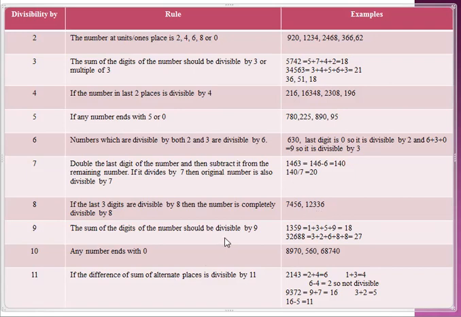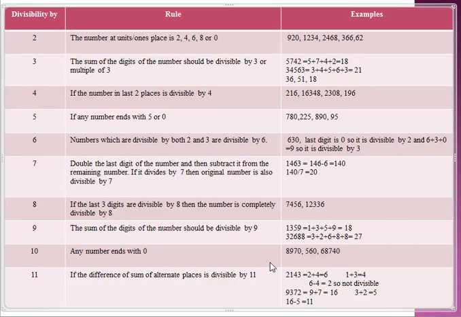Next, the sum of the digits of the number should be divisible by 9. If you get small numbers, they are okay because you know the tables. But if there are big numbers, what you will do is add all these digits, and that sum should be a number that is divisible by 9. Then it is a number that can be divided by 9. So 18 and 27 we got by adding all these digits, and we get to know that this number is divisible by 9. Any number that ends with 0 is divisible by 10.